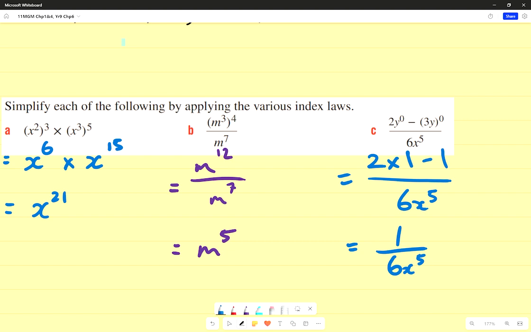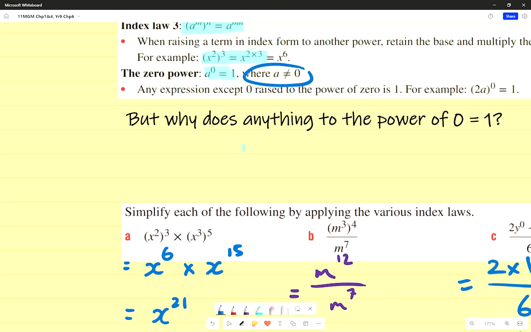But please stay quiet, because I'm going to go through, for those of you that are curious, why anything to the power of 0 is 1. So the question is, why does anything to the power of 0 equal 1? It doesn't feel like it makes sense. If it's anything to the power of 1, for example, let's say 2, 2 to the power of 1 equals 2. Anything to the power of 1 is that number itself.